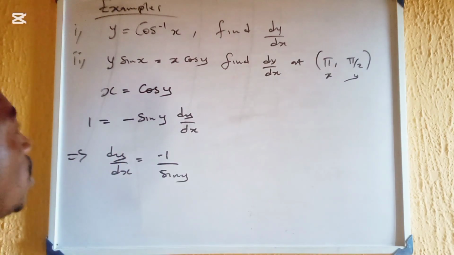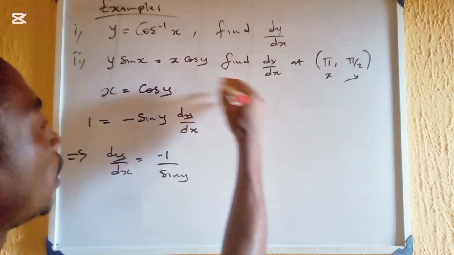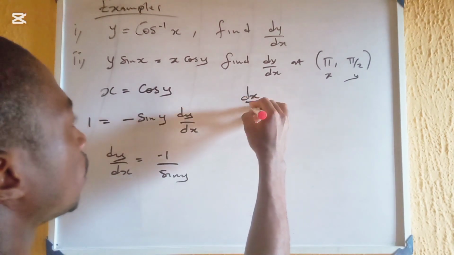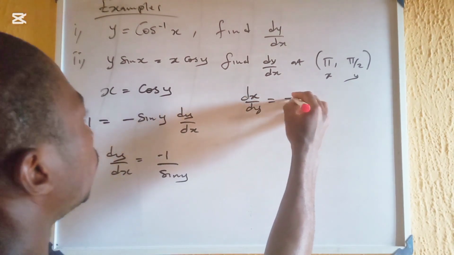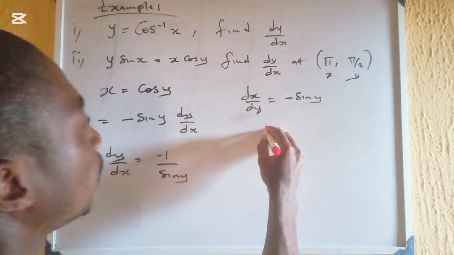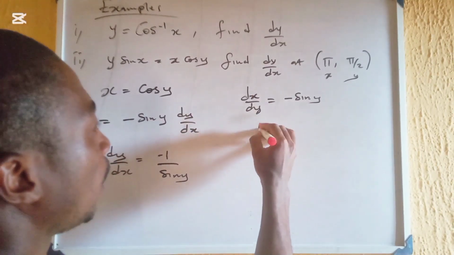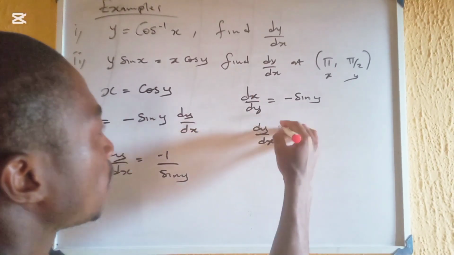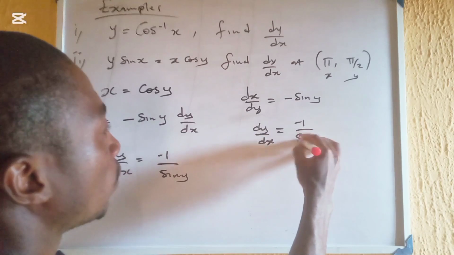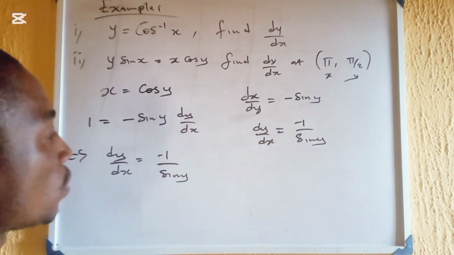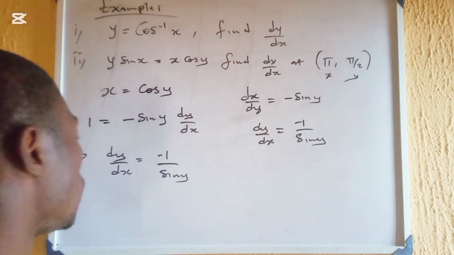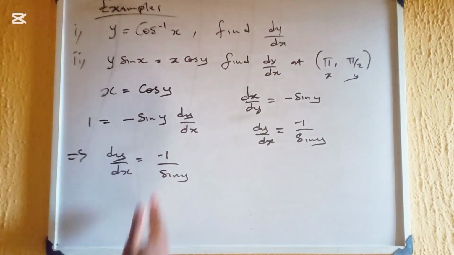Also, differentiate x with respect to y. And that gives us dx/dy is equal to minus sin y. Then dy/dx, invert this, that's minus 1 over sin y. So any of the methods will give you the same answer. So we're having minus 1 over sin y.